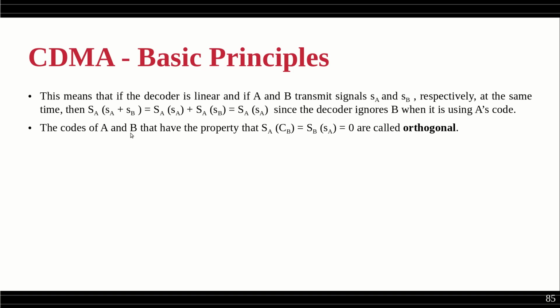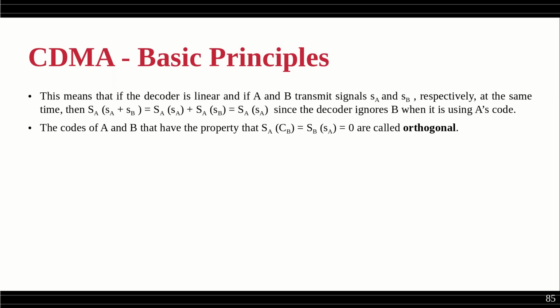If A and B have the property that when you decode B's encoded data using A's chipping code, or when you decode A's encoded data using B's chipping code, the result is 0, then you can say that A and B are orthogonal to each other. So this orthogonality is very important when you are forming a chipping code like this. Suppose 3 users want to communicate in this way, A, B, C, then this pairwise orthogonality is ideal.